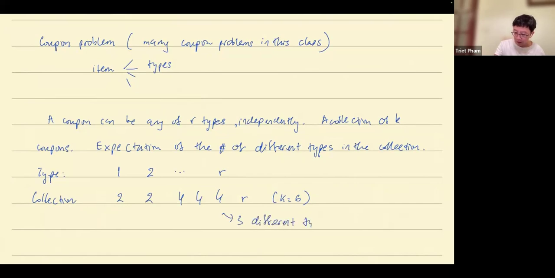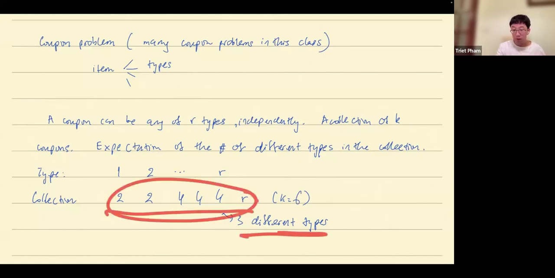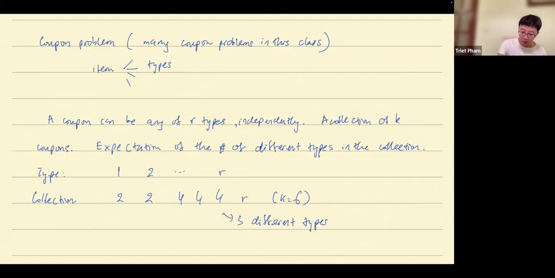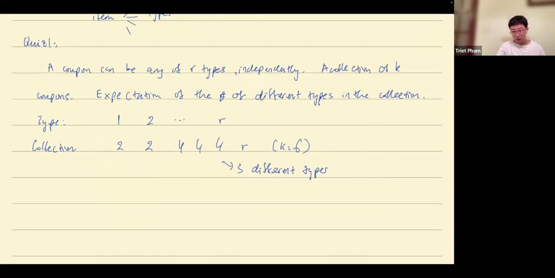But of course, it's random, because you could have a different collection, and all of these may be of different types, who knows? So it depends on how K and R interact. But overall, we want the average number of these. I know that we have done this question before, but it's a very important question to keep going over and over again for yourself if you haven't mastered this kind of question. So I'm going to give you this quiz again. See if you can do it yourself without looking up the solution this time.